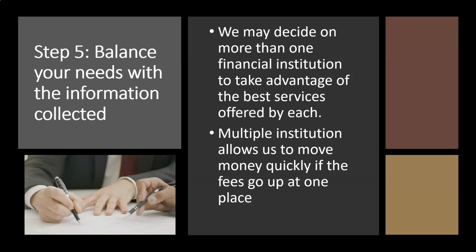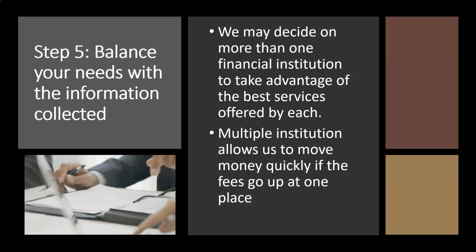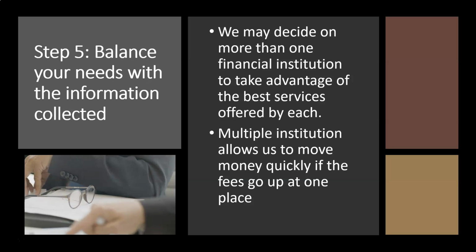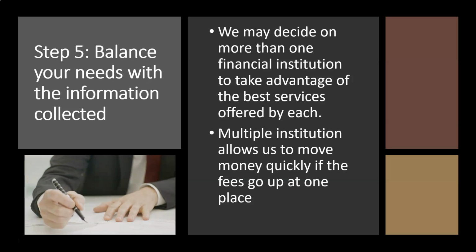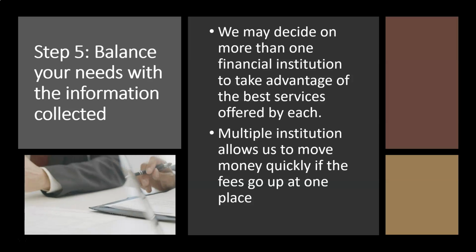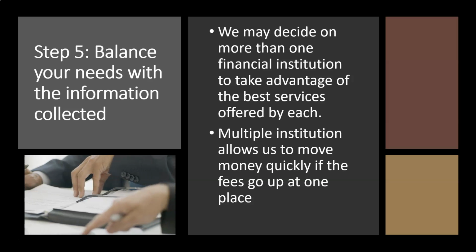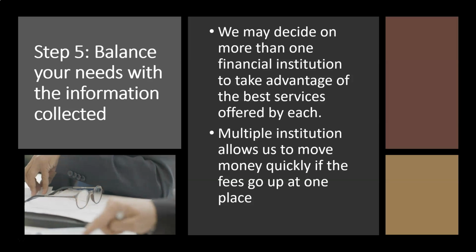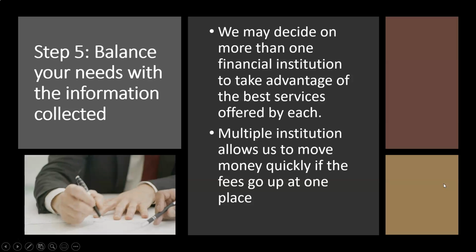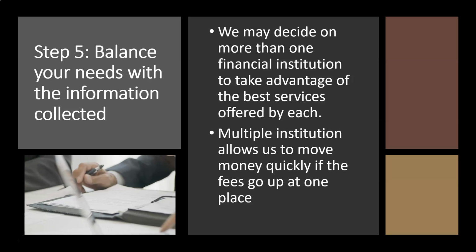Multiple institutions allow us to move money quickly if the fees go up at one place. So it might be useful to have multiple institutions in place just in case there's a change. Obviously, institutions change over time. We might say, hey, I really like this institution, but clearly there's been a change of management, even at a branch of a large business. You might say, this corporation in general seems good, but this branch, for whatever reason, is not doing it for me. Then you could change the institution quite quickly if you have the other one set up, and make the adjustment fairly easily if you have multiple institutions.